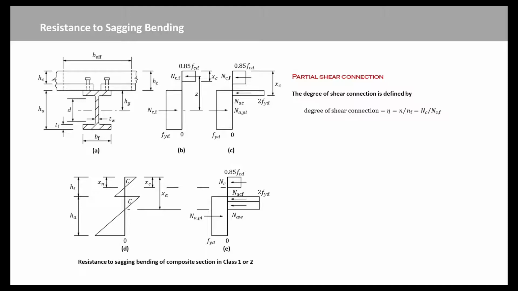Let us suppose that the shear connection is designed to resist the force Nc smaller than Ncf. If each connector has the same resistance to shear, and the number in each shear span is n, then the degree of shear connection is defined by this equation, where Nf is the number of connectors required for full shear connection. The depth of the compressive stress block in the slab, xc, is given by this equation, and is always less than hc.